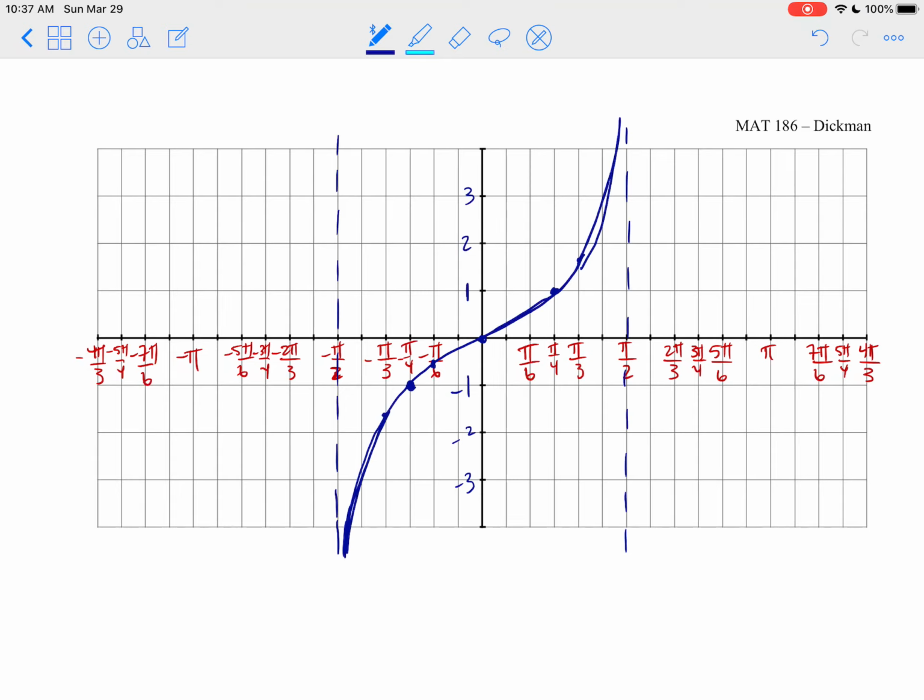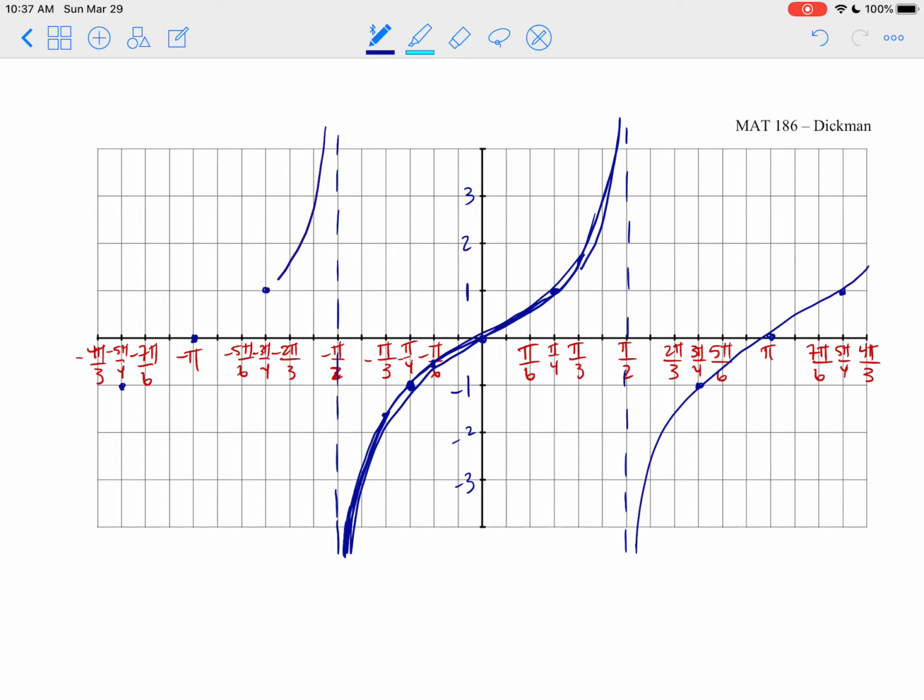So this is what one cycle of tangent looks like. And then this just repeats. And so that's why I labeled my over 4s here. So it's going to go negative 1, 0, 1. And that's going to repeat again, but we can't fit the vertical asymptote on this graph. And then over here we have our 1, 0, negative 1.